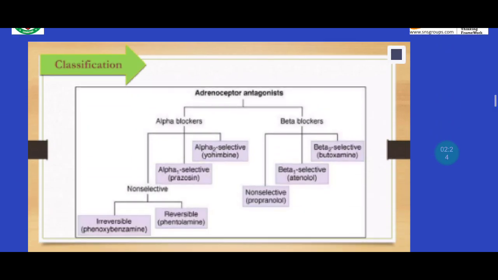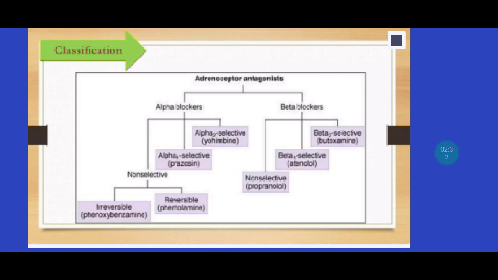Next, we will see the classification of adrenoreceptor antagonists. They are first classified into alpha blockers and beta blockers. Alpha blockers are again classified into 3 types: non-selective, alpha 1 selective, alpha 2 selective. Non-selective is again classified into irreversible and reversible. Example for irreversible is phenoxybenzamine, and for reversible phentolamine. Alpha 1 selective is prazosin, alpha 2 selective example is yohimbine.